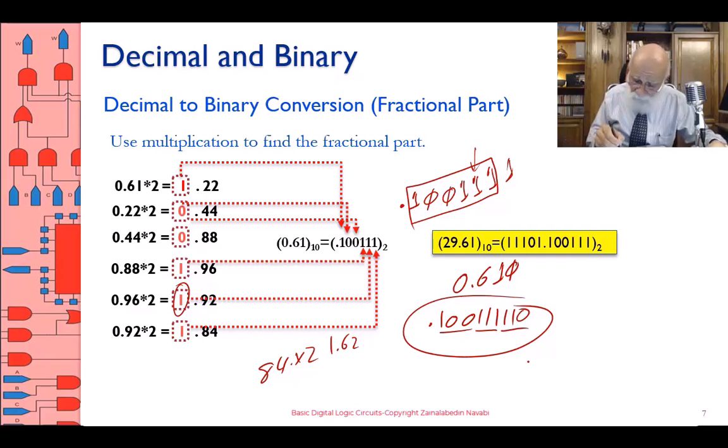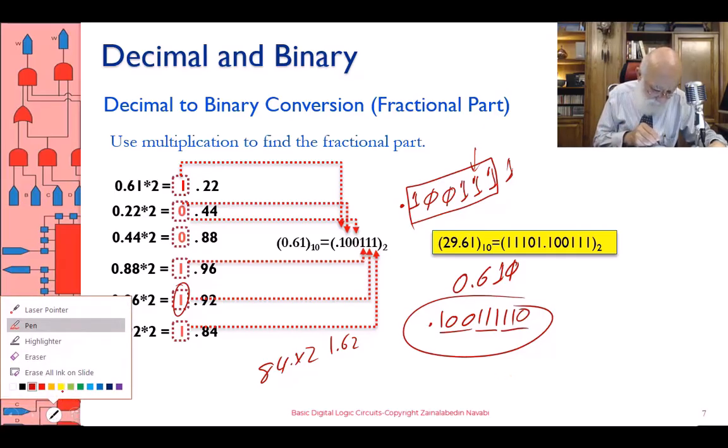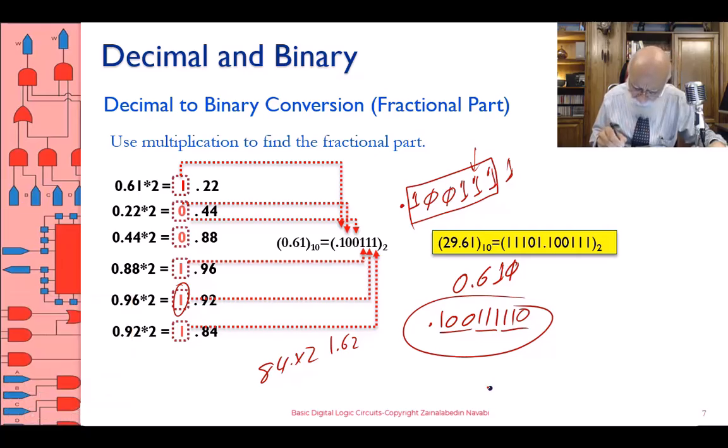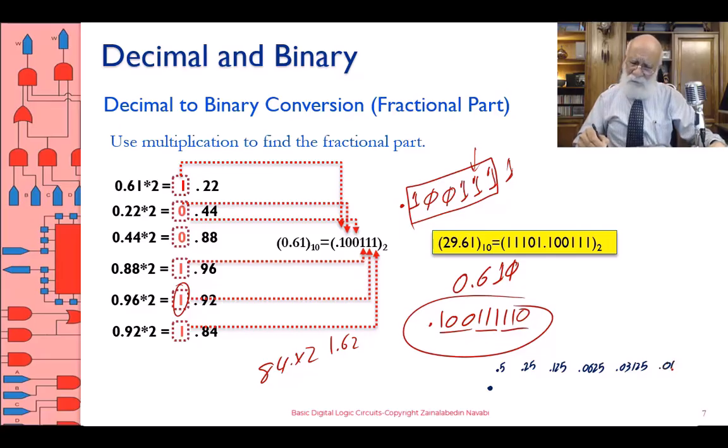Let's do this. On the right hand side of the binary point, the weights go. See, before I had 2^0, 2^1. Here I have 2^-1: 0.5, 0.25, 0.125, 0.0625, 0.03125, 0.015625, I think. Okay?